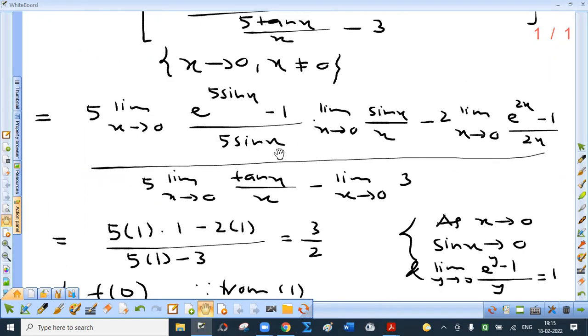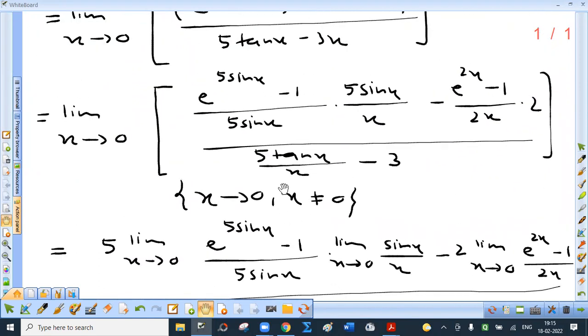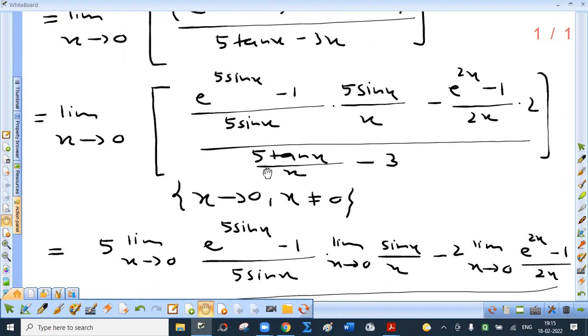Somebody is saying, please show the previous step. Okay. This is the previous step. I already explained this.